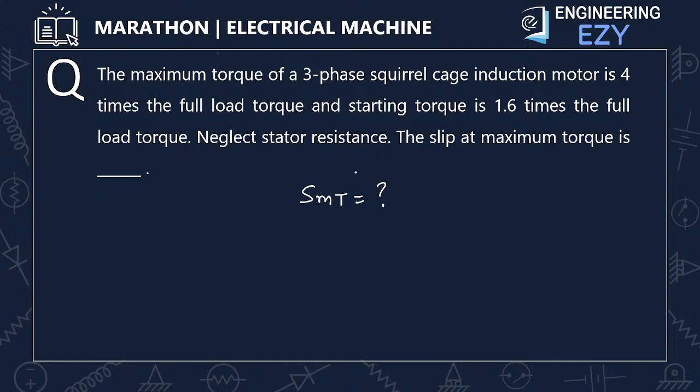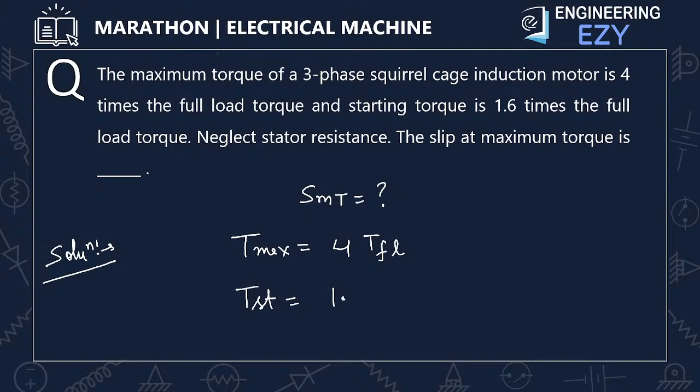So what is the SMT you have to calculate? I am solving this question. The data given is the maximum torque, Tmax, which is given as 4 times TFL, 4 times the full load torque. And the starting torque, TST, is given as 1.6 times TFL. These two conditions are given.